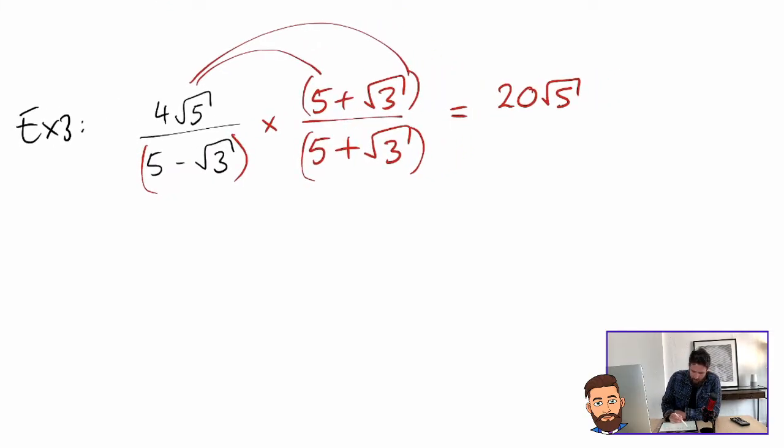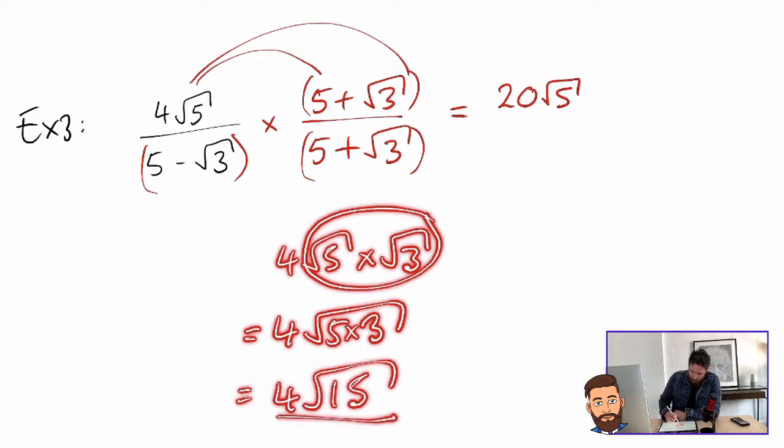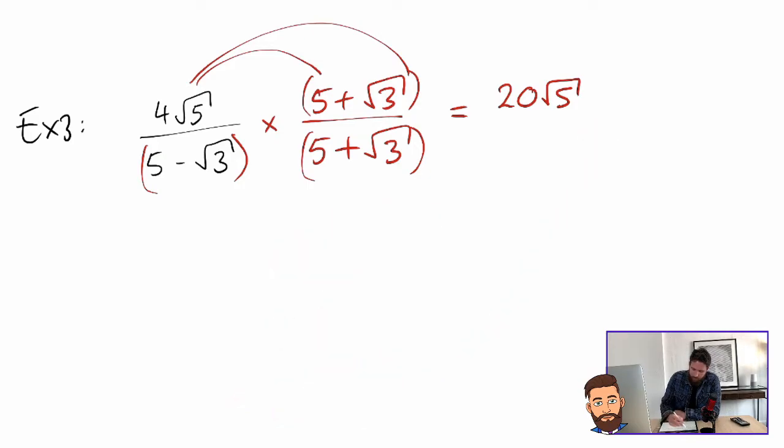The second bit says 4 root 5 times by root 3. So remember, there is a law that says we can combine these two surds by writing 4 times root 5 times root 3, all inside the same square root, which will give you 4 root 15. So that'll be plus 4 root 15. We could try and simplify root 15, but no square number goes into 15. So there's no point.